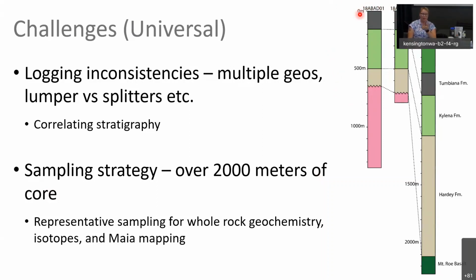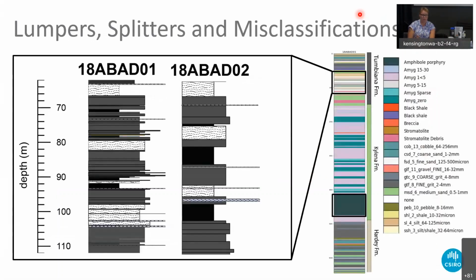The second is, how do you go about sampling over 2,000 meters of drill core for really high resolution analysis? We wanted to do whole rock geochemistry, isotopes, boutique isotopes like chromium and strontium, and also do some mapping. So that presents a problem in itself. I'm going to go through a couple of these challenges. Firstly, the lumpers and splitters, and then the misclassifications that occur.